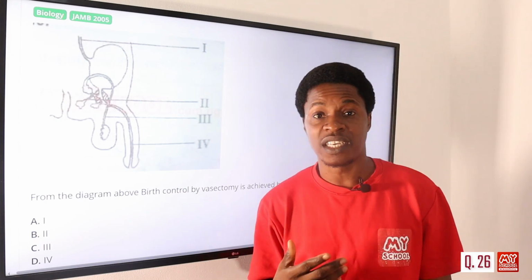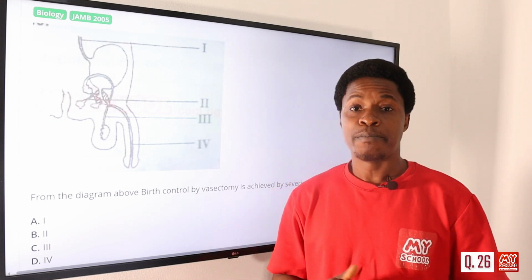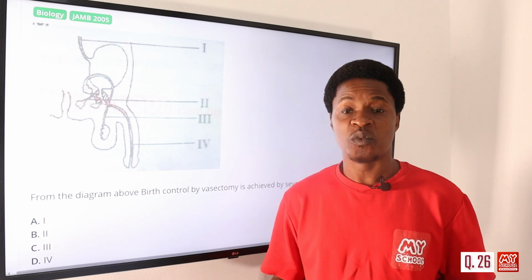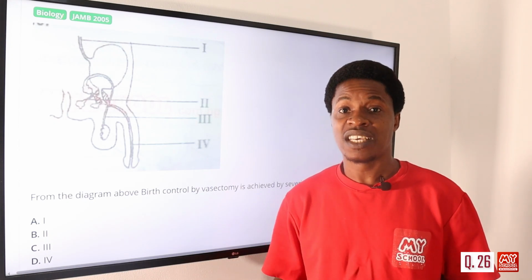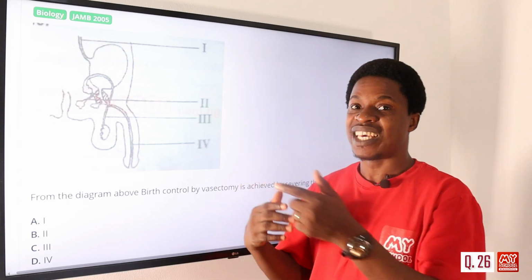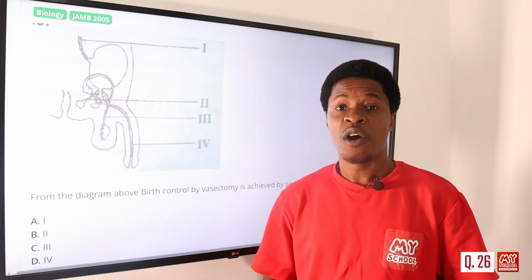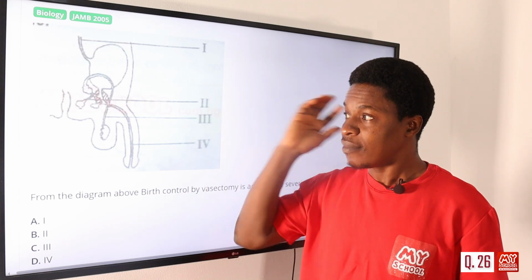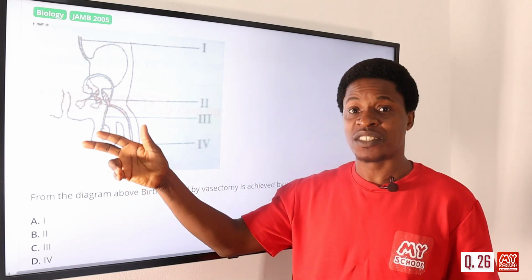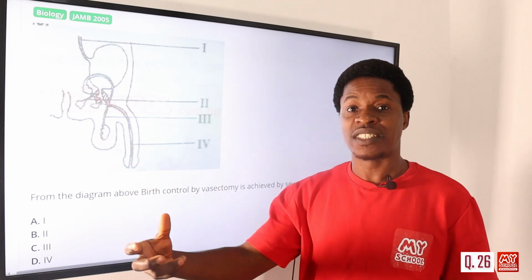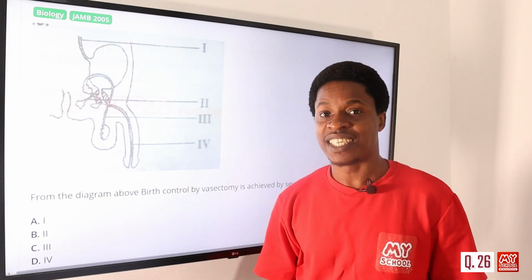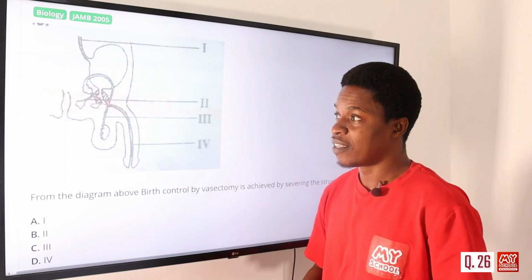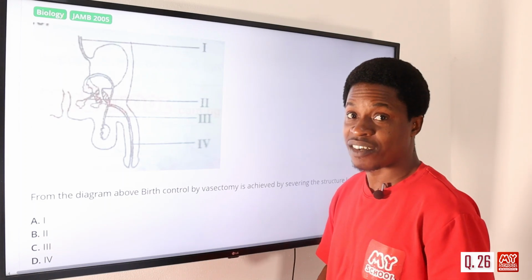When we talk about vasectomy, we're talking about male sterilization. That's another name with which male sterilization is called. And vasectomy is a highly effective method of birth control. Don't forget that in the testes, or testicle, is where the sperm cells are actually produced. Let's look at a clearer diagram so that we can explain before we come here to pick the correct answer.